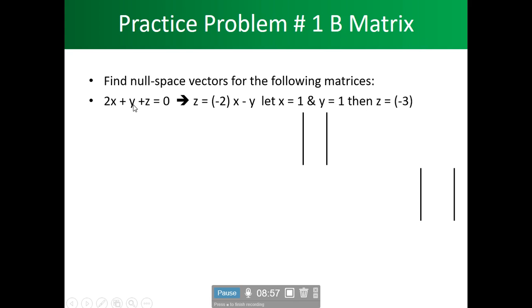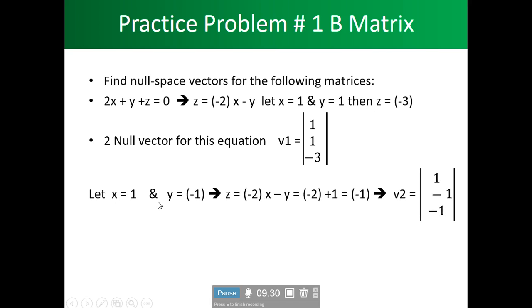We have 2x plus y plus z equals 0. So with this equation, we can see that z equals a minus 2x minus y. So if we let x equal 1 and y equal 1, then we know that z equals a minus 3. So then that tells us we have 2 null vectors for this equation. So we have for v1, 1, 1, minus 3.